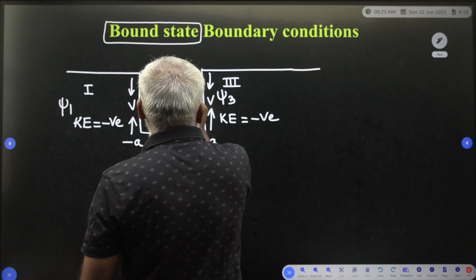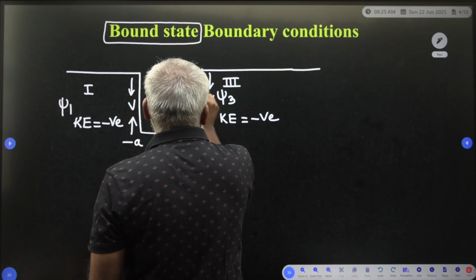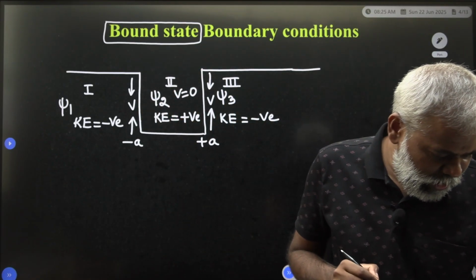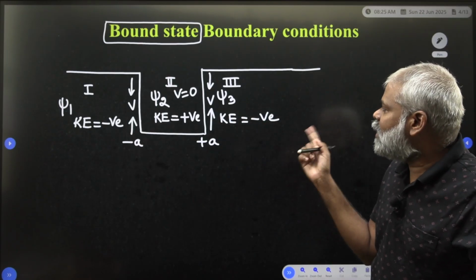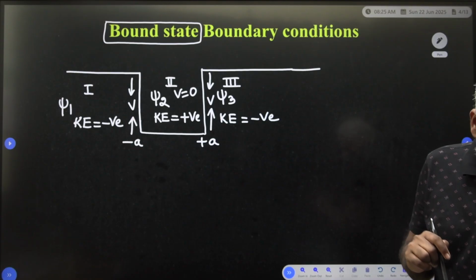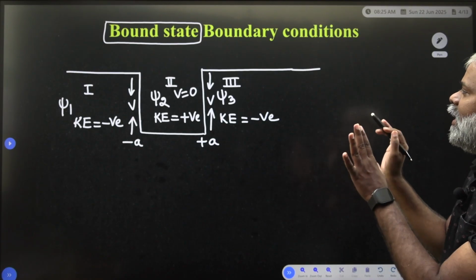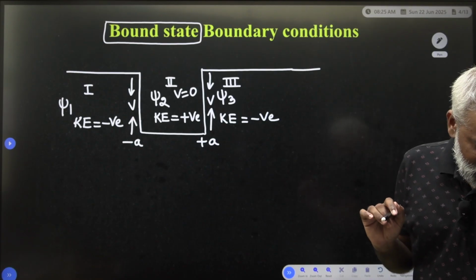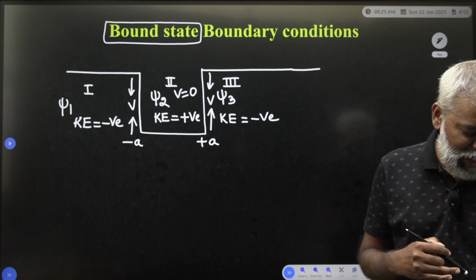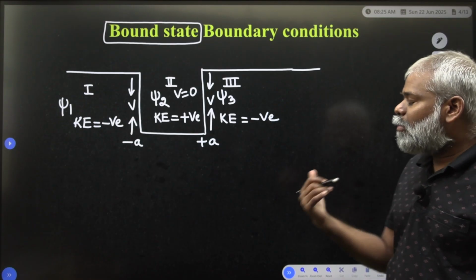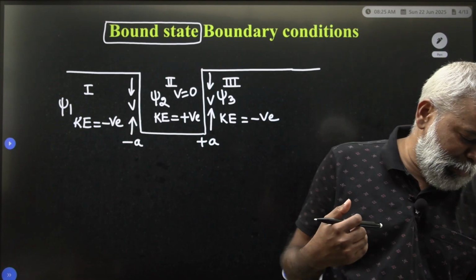Here the potential is equal to how much? The potential is equal to 0 here. So the potential V exists in region 1 and region 3. Such a system we call a bound state system. This bound state system we also call a potential barrier system. What is the boundary condition for such a system?